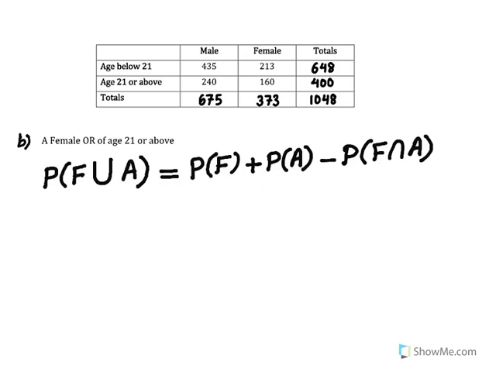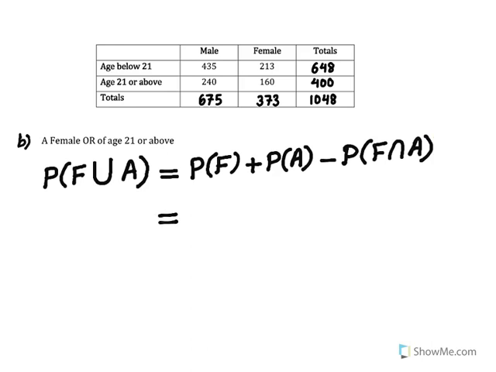Notice that we have females whose age is above 21, which is this number here. So this means that there is a probability here. It's not zero, because they are not independent. There is an intersection. So now let's do them one by one.